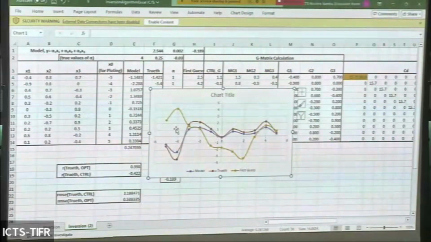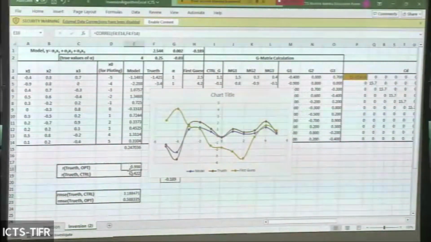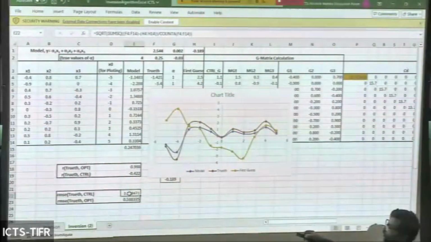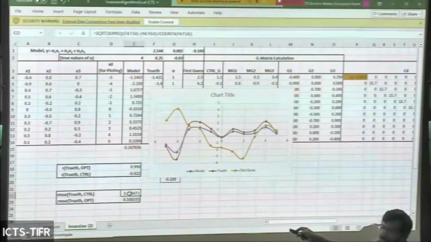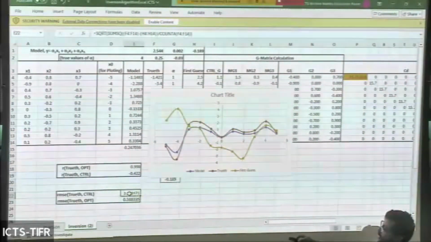But how to check the integrity of this? RMSE is one way to check. Of course, correlation is improved. RMSE is improved. Earlier correlation was minus 0.422. Now correlation is 0.998. Earlier RMSE was 3.4. Now it is 0.58. Fine.